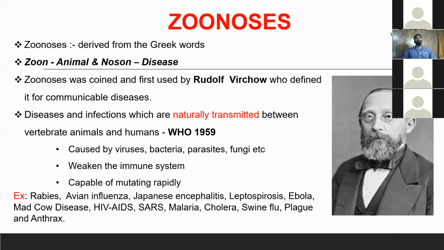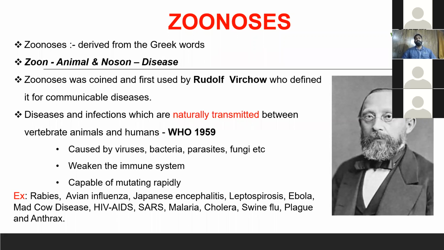Zoonosis is derived from the Greek words. Zoon means animal and noson means disease. The term was coined and first used by Rudolf Virchow, who is in the picture, for communicable diseases. But these are diseases and infections which are naturally transmitted. I have made the words naturally transmitted red because you have to understand that these are diseases and infections which are naturally transmitted between vertebrate animals and humans, as per the WHO definition in 1959. These diseases or infections may be caused by viruses, bacteria, parasites, fungi, etc. And they basically weaken the immune system and are capable of mutating rapidly.